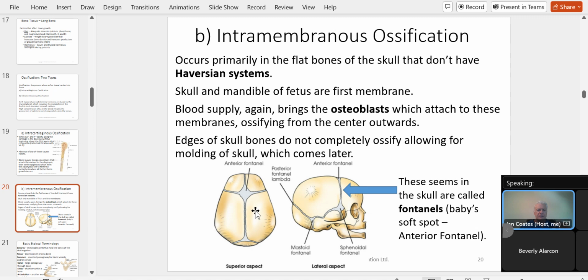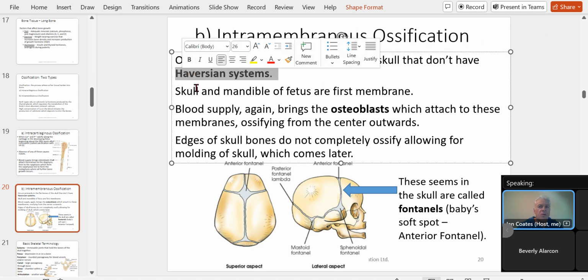What happens is these flat bones, when they touch, start to creep over, and that's the whole hardening process. Then eventually in your teens, when you hit puberty, that's where these bones start to harden. It occurs primarily in the flat bones of the skull.